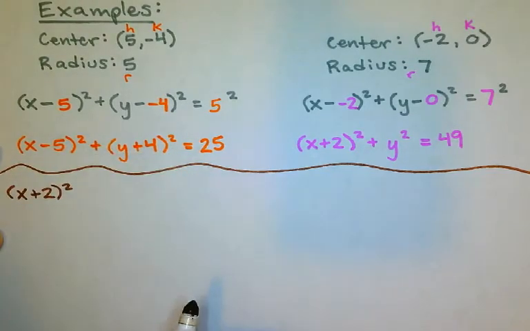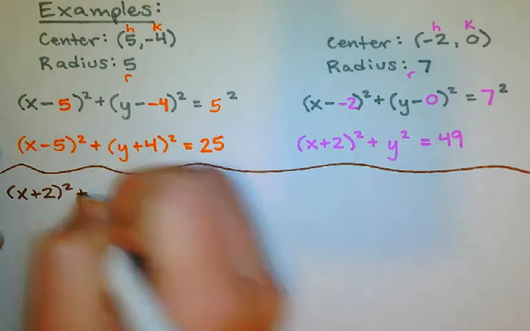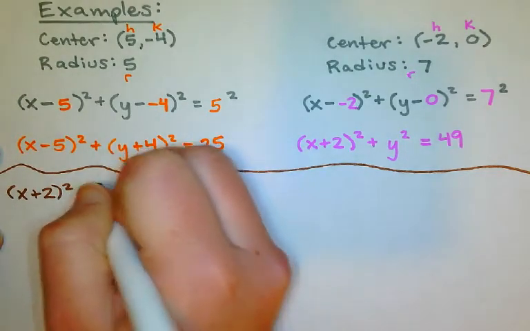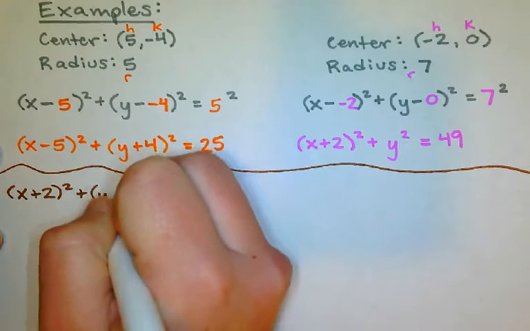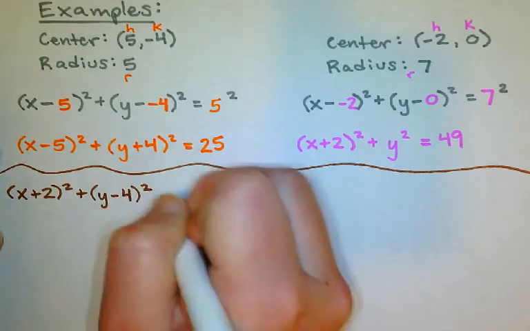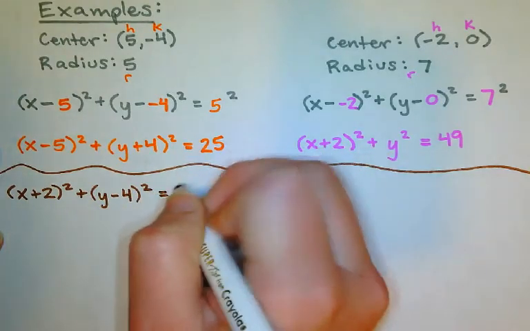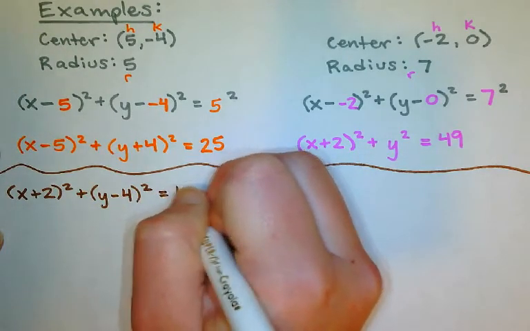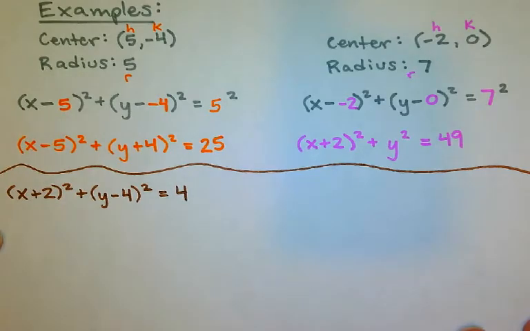We've got x plus 2 squared plus y minus 4 squared equals 4. Alright, so what we're going to do here is we're going to figure out what's our center and what's our radius.